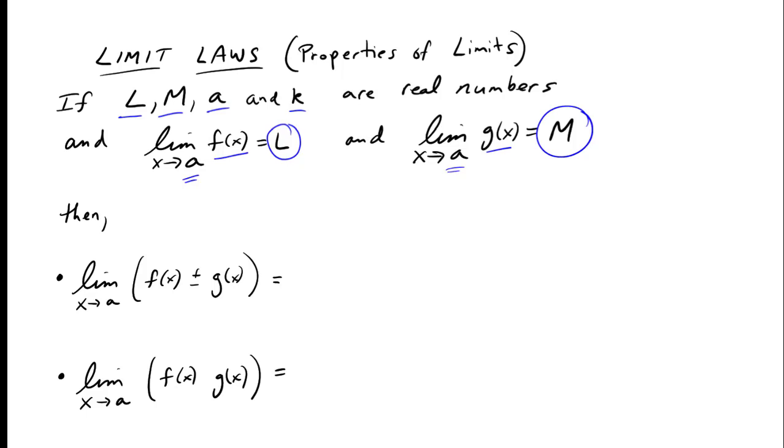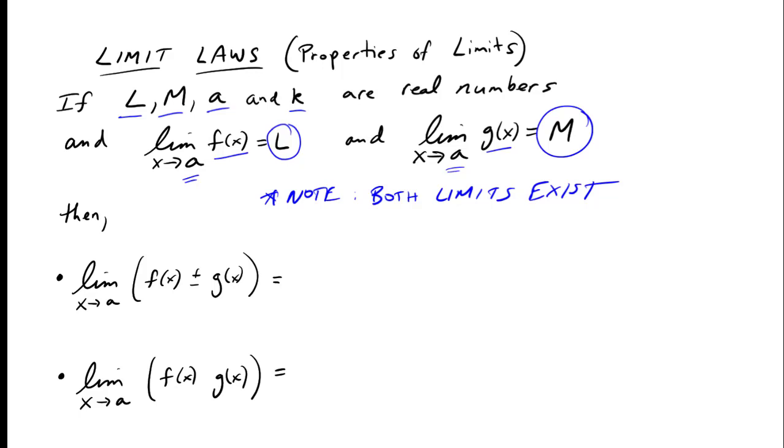So one thing to note is that in this case, both limits exist. Okay, so that's going to be important because to apply these properties, we're going to need that both limits exist. We do know they exist here. One is L for f and one is M for g.